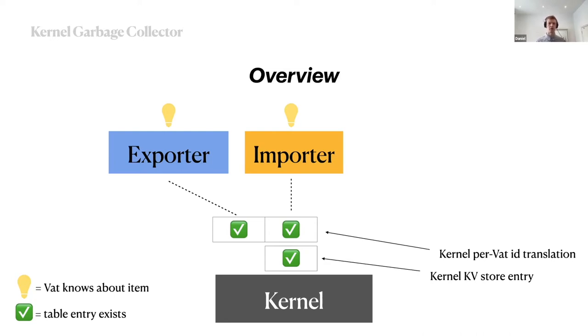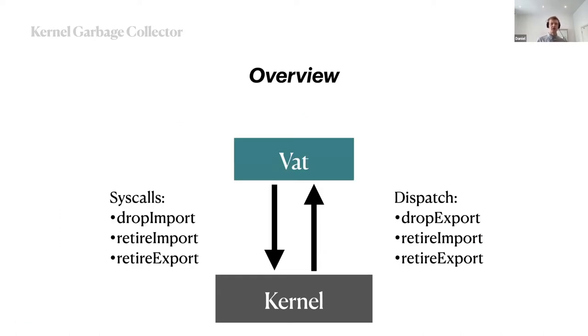This diagram shows the kernel and an exporter and importer VAT. The light bulbs show that the VATs know about the items, so they have the tracking data, and also the kernel data structures are all occupied. There are six messages that are relevant to the GC protocol, three syscalls and three dispatches. A syscall is made from a VAT into the kernel, and dispatches are made from the kernel to a VAT, as Andre said. A drop action announces that a strong reference can be downgraded to a weak reference, and the retire action announces that a strong or weak reference can be completely freed.